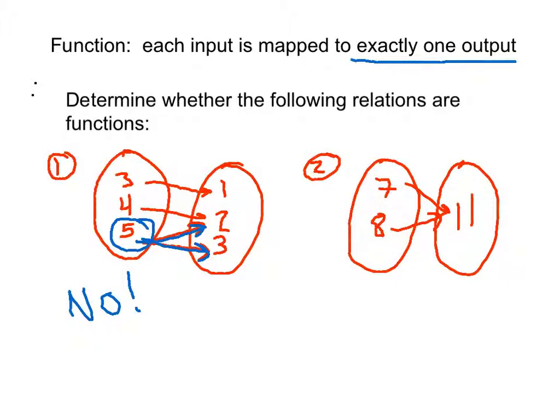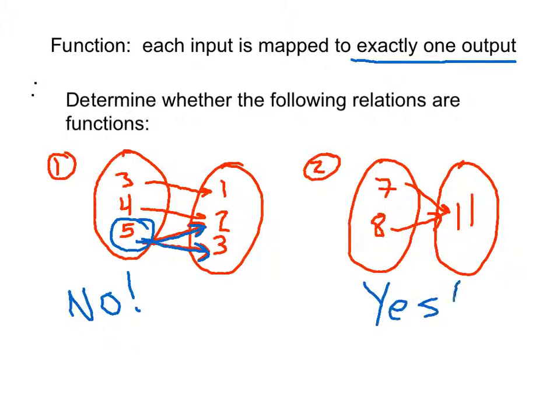For this second problem, if we needed to determine whether or not it was a function, just think about if you go and press the button for 7. Do you always know what you're going to get? The answer is yes, you're going to get 11. What about 8? Are you always going to get the same thing over and over again? The answer is yes, you're going to get 11. The most common confusion is thinking this doesn't make sense because this output has 2 inputs. That's still a function. So I'm going to write yes.